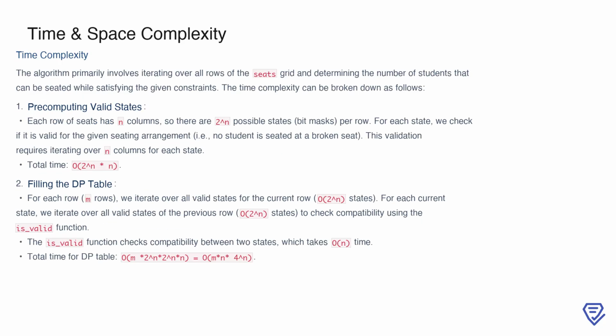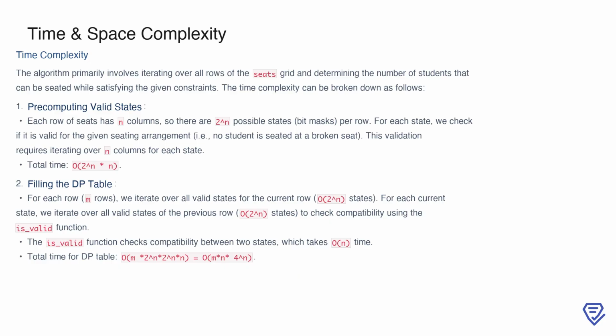In this problem, the time complexity arises from two main components: pre-computing valid states and filling the dynamic programming table. First, let's consider pre-computing the valid states. For each row in the seating grid, which has n columns, there are 2 to the power of n possible configurations or bit masks. For each configuration, we need to validate whether it satisfies the seating rules, such as ensuring no student is seated in a broken seat.